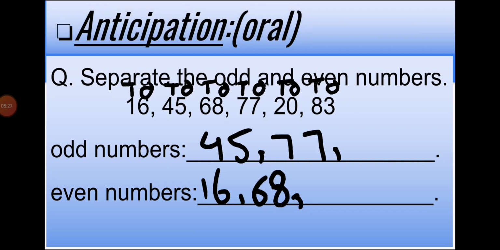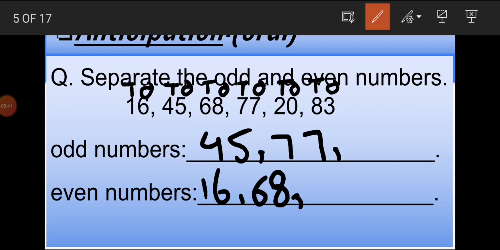Next number is 20. Again check the ones place. On the ones place there is 0. And 0, the numbers ending on zero are always even numbers. All the multiples of 10 are even numbers. So number 20 is an even number.